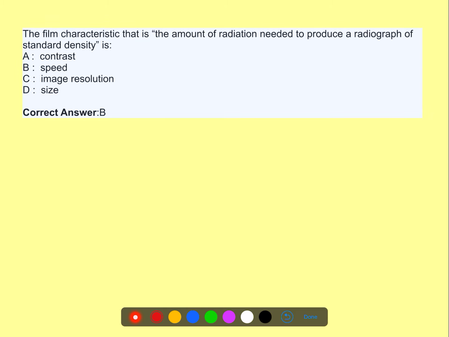The film characteristic, that is, the amount of radiation needed to produce the radiograph with standard density. This is the direct definition for film speed, that is, the amount of radiation needed to produce a radiograph of a standard density.